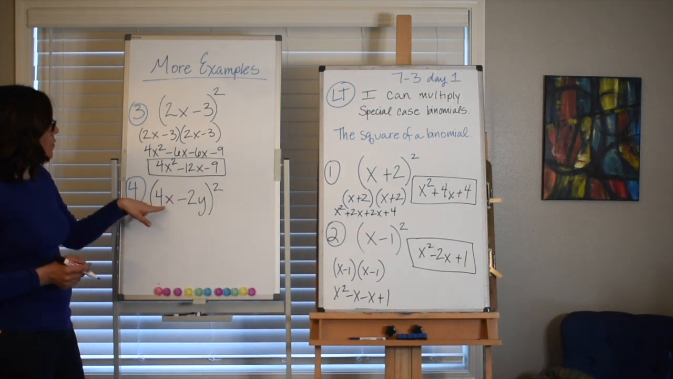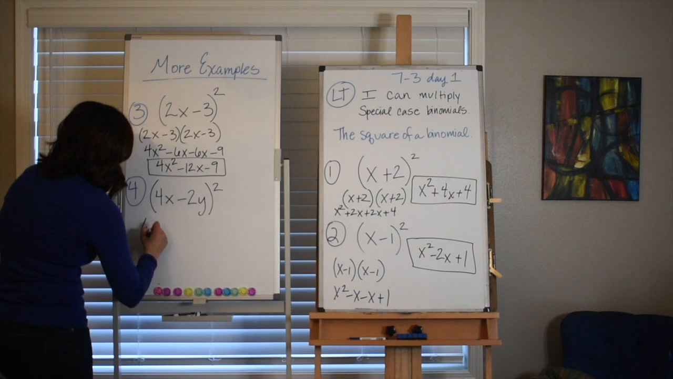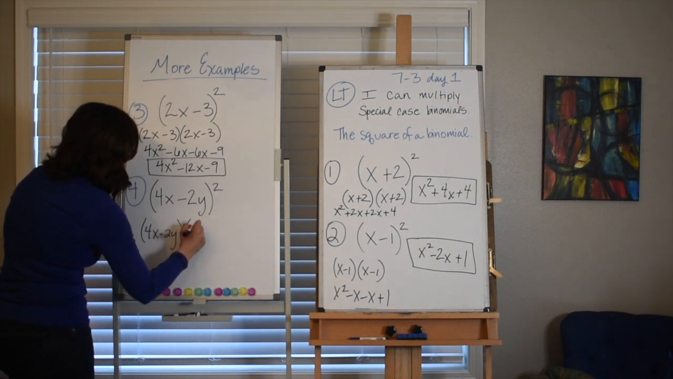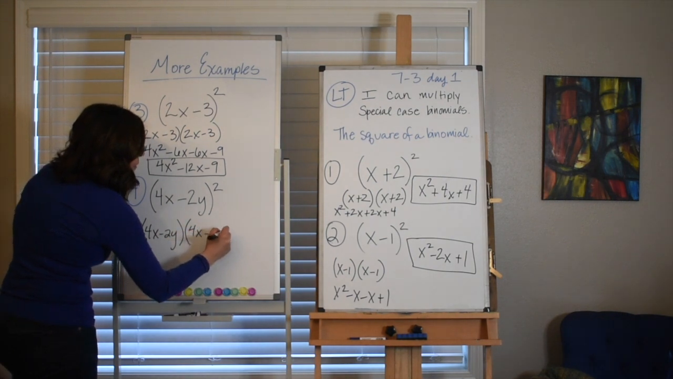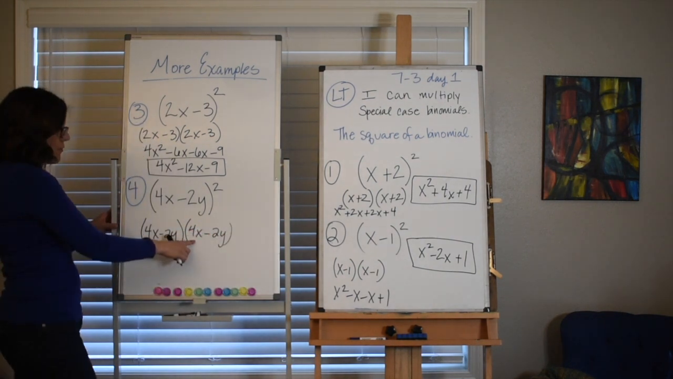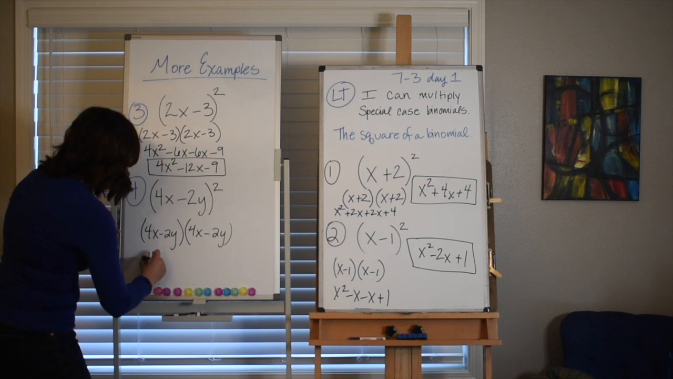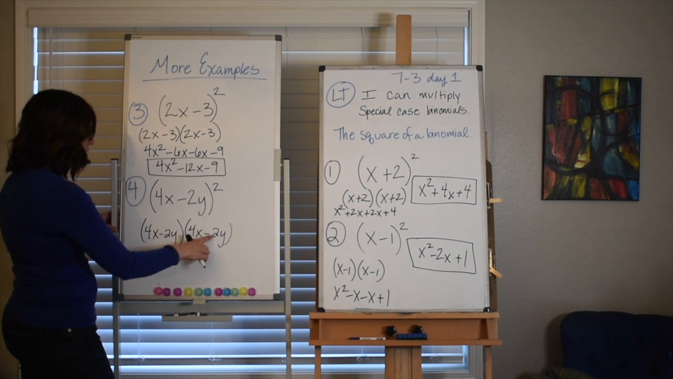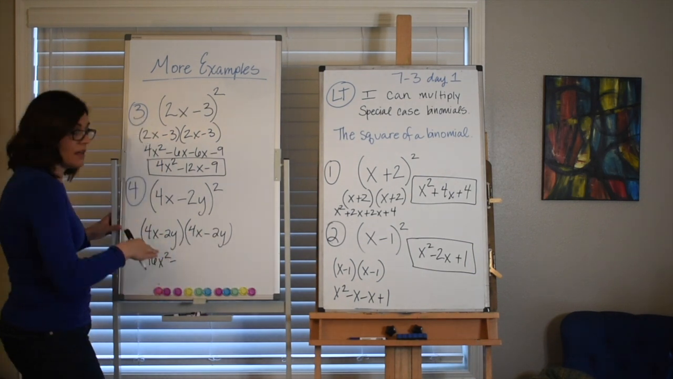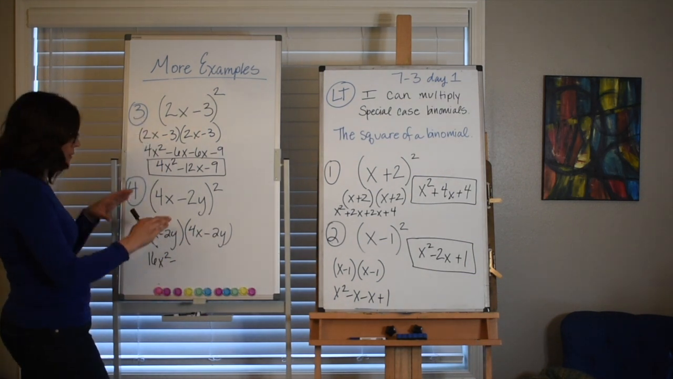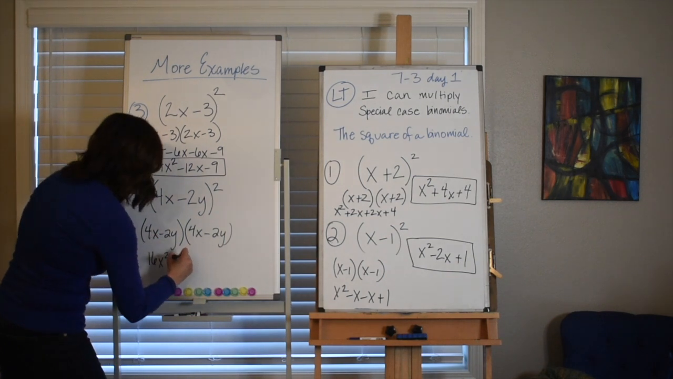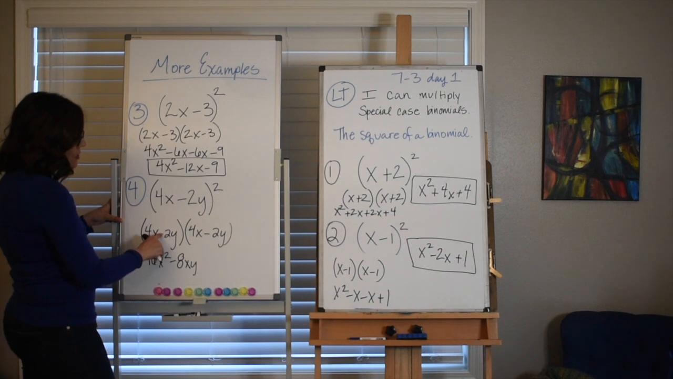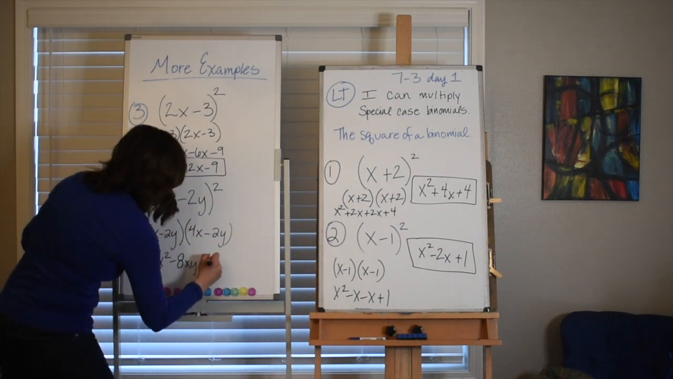So 4x minus 2y, I'm going to write that out as this binomial times itself. Okay, these first terms, 4x times 4x, that's 16x squared. My next term is 4x times negative 2y. Remember, I write this in alphabetical order when I have two variables in the same term. So negative 8xy. This middle term is also negative 8xy.